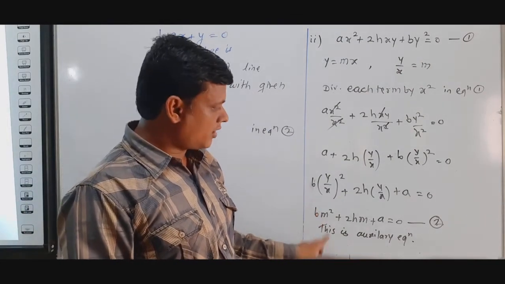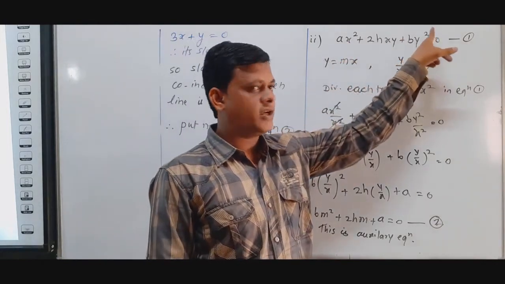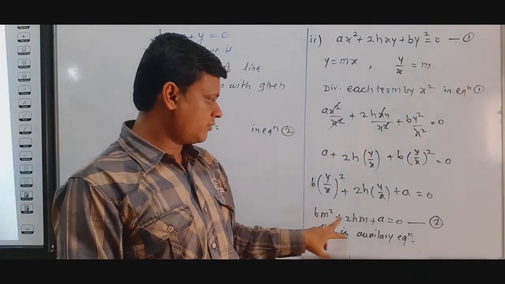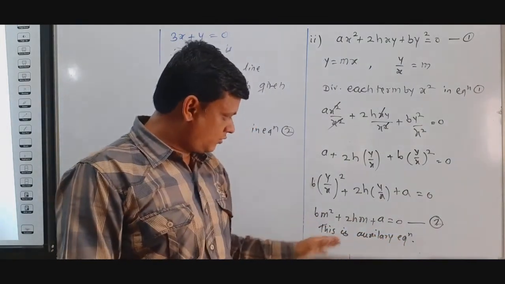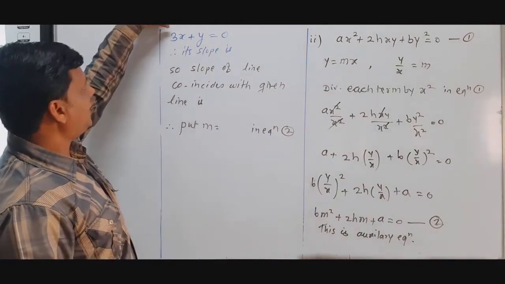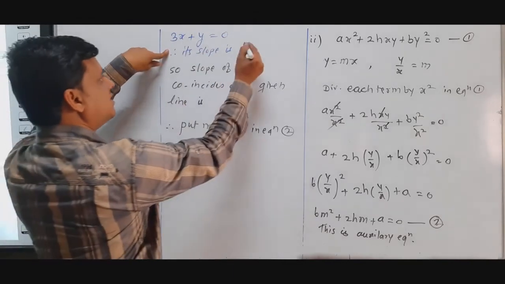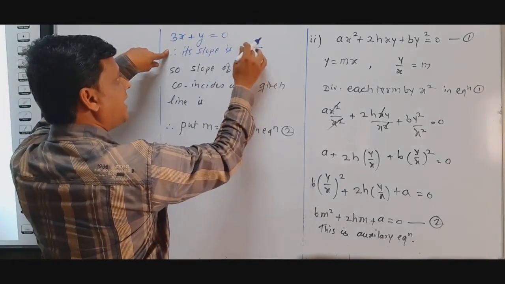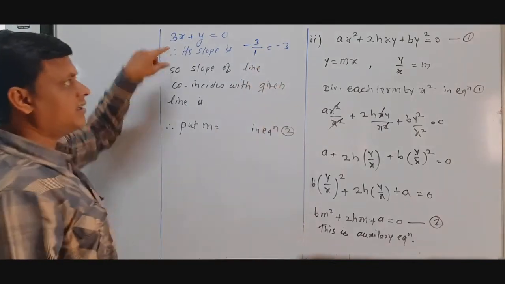So the auxiliary equation for the equation ax square plus twice hxy plus by square equals 0 is bm square plus twice hm plus a equals 0. So we have to find the slope of the given line. The given line is 3x plus y equals 0. So the slope of this line is minus a by b, that is minus 3 upon 1. So we get slope minus 3.